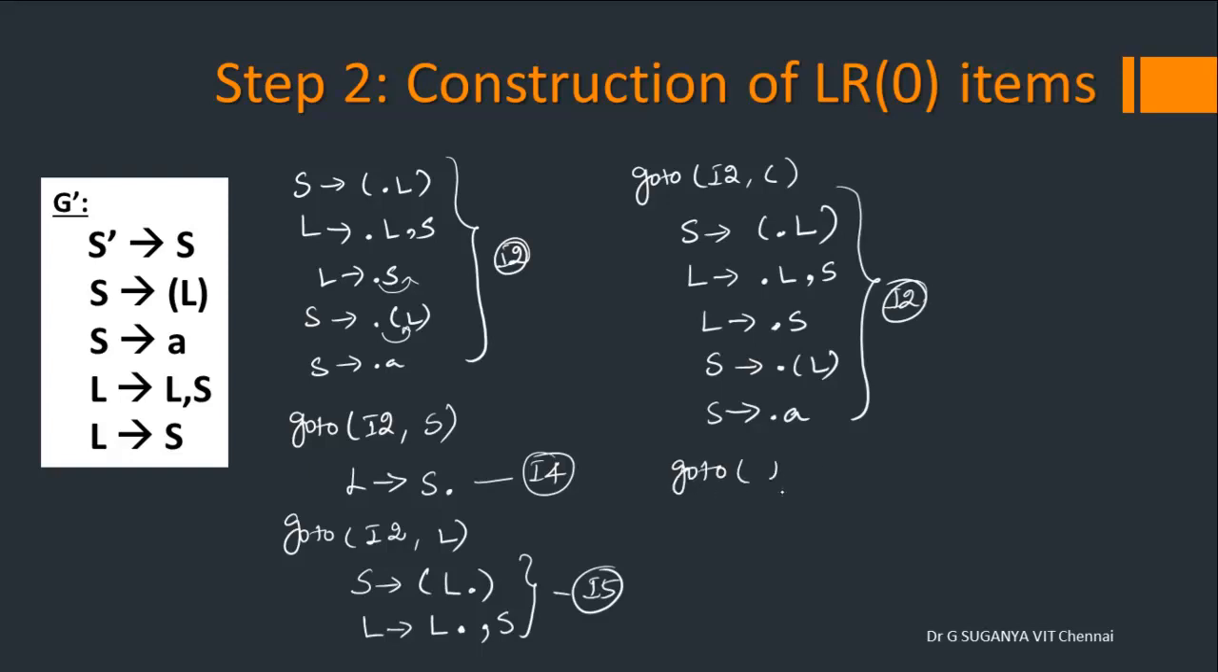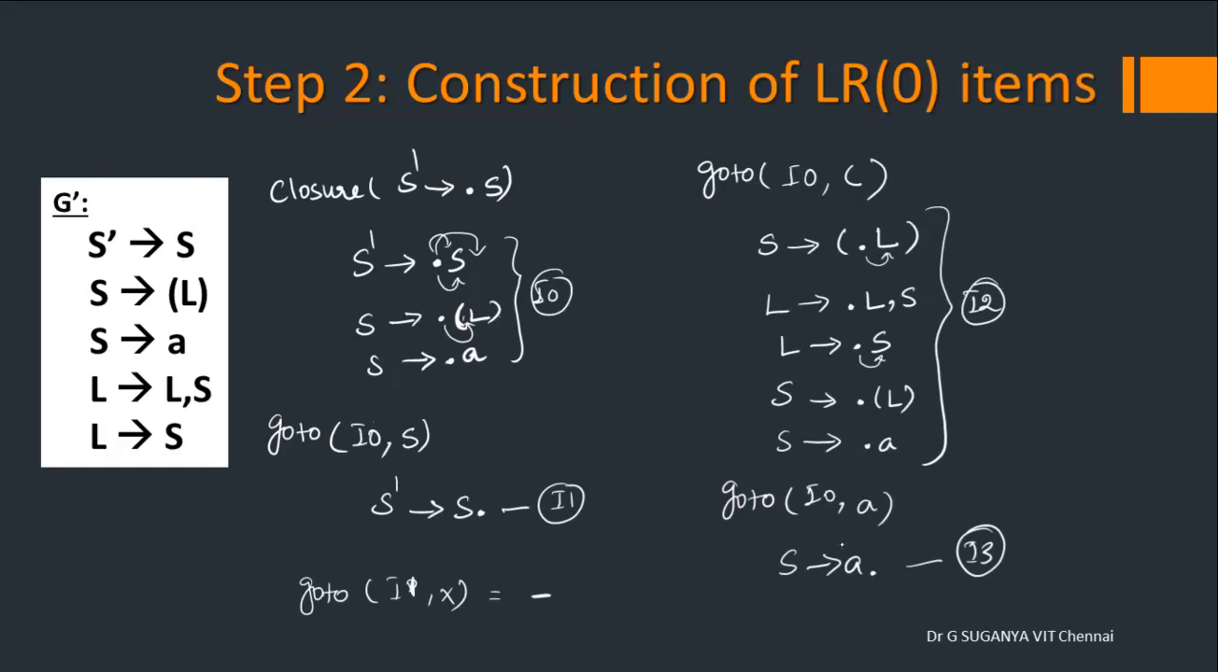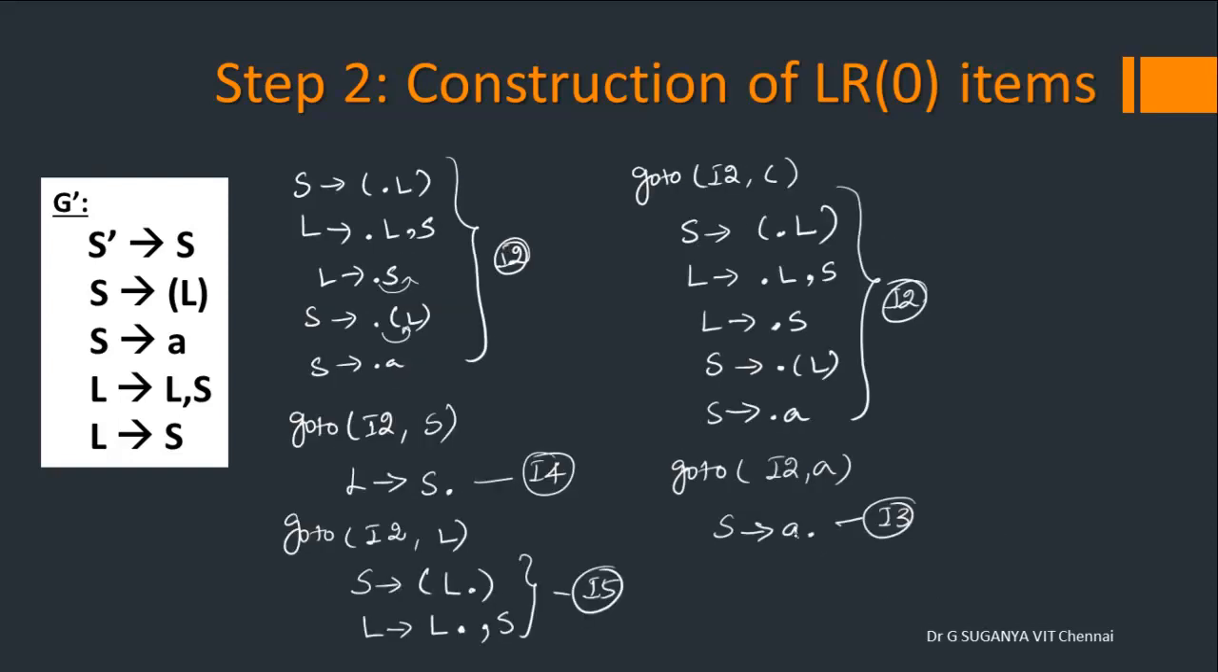Then go to of I2, comma, small a. So it is S gives A dot. Again it is similar to, you can see here it is similar to state I3 where there is only one item. Item means not only the production, the position of dot also you have to map.